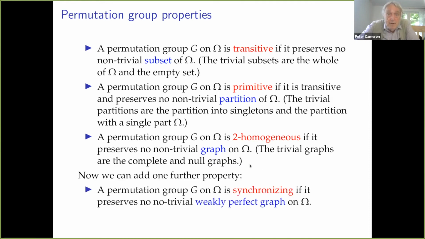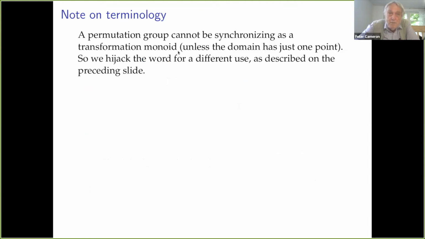So I'm going to add another one. I'll say that a permutation group G on omega is synchronizing if it preserves no non-trivial weakly perfect graph on omega. Weakly perfect, as I defined before, means that the clique number is equal to the chromatic number. Now, what's that got to do with synchronization, as I've been talking about it? So I have a bit of explanation to do.